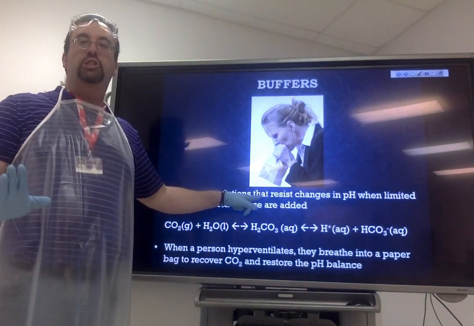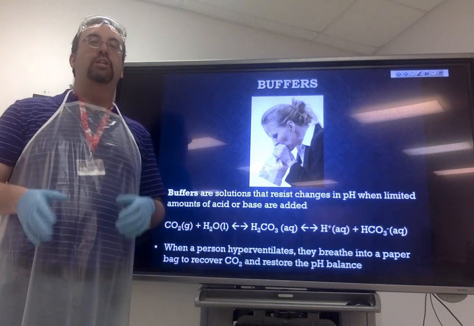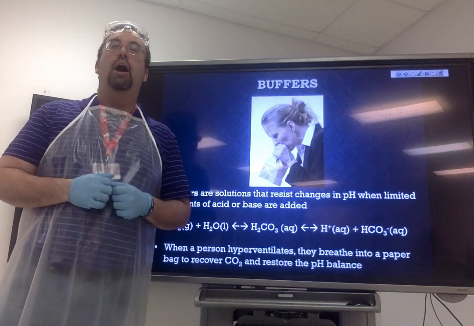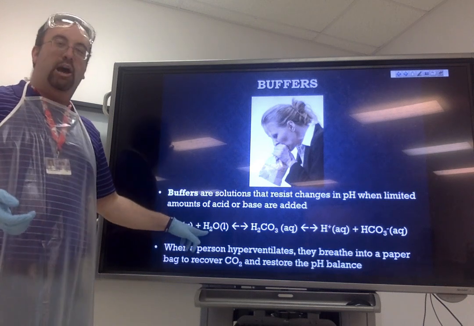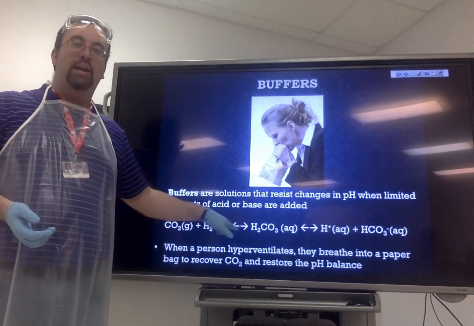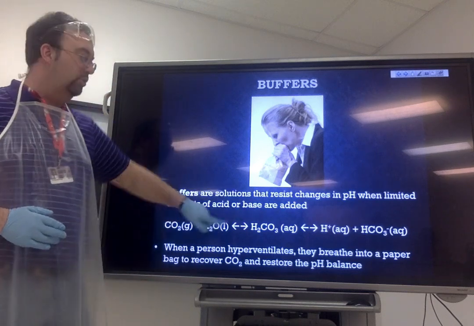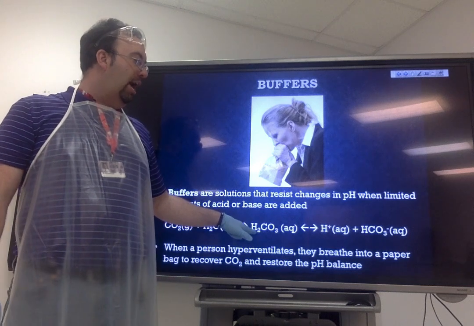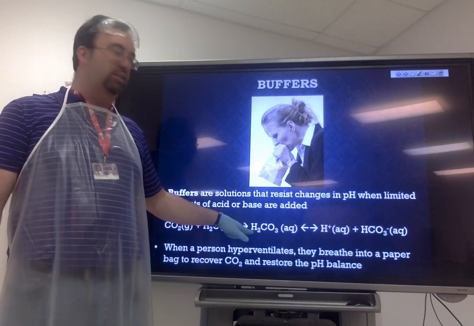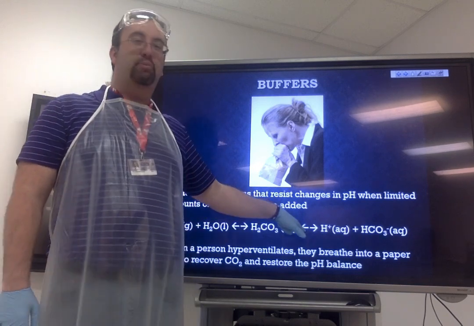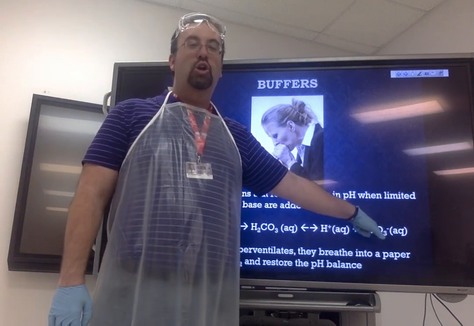And so these are solutions that can resist changes in pH when limited amounts of acid or base are added. And so again, for our bodies, we have carbon dioxide, which we breathe out, combines with water. Notice that this has a double-headed arrow, so this is an equilibrium reaction, so it proceeds in both directions, both the forward and the reverse. We end up forming hydrogen carbonate, also known as carbonic acid, because again, there's the presence of the H+. This can also break down into a hydrogen ion and a hydrogen carbonate ion.